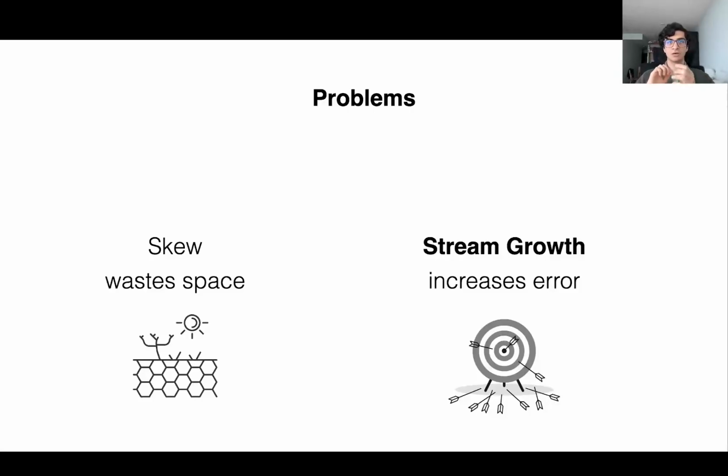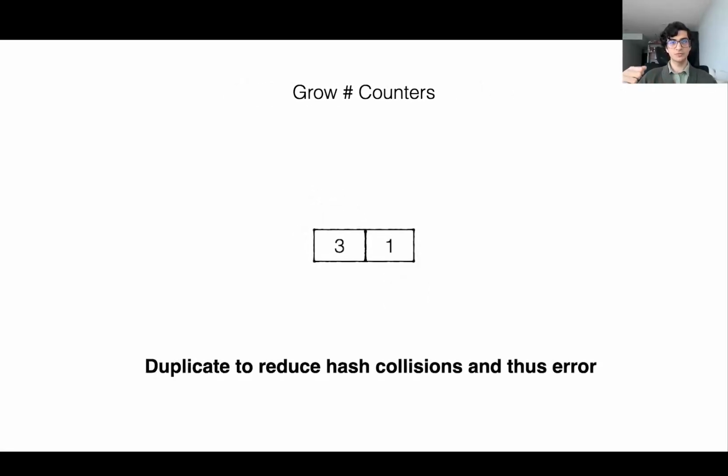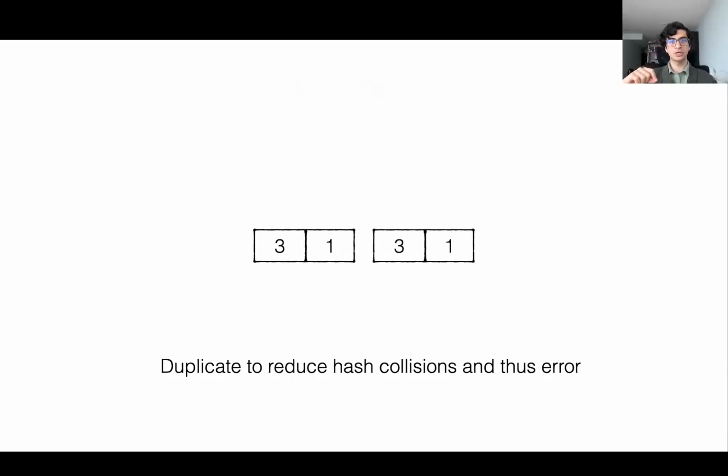Let's also discuss how to handle the second problem of stream growth. Our solution to this problem is to grow the number of counters within the sketch along with the stream. Specifically, we expand each array within the sketch to reduce the probability of hash collisions and thus the error for future insertions. So we just duplicate each array.